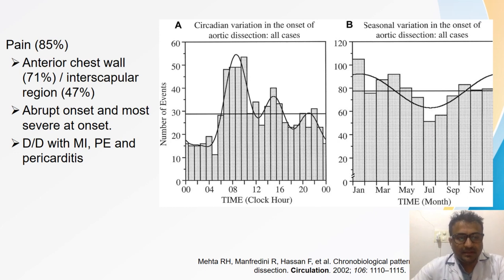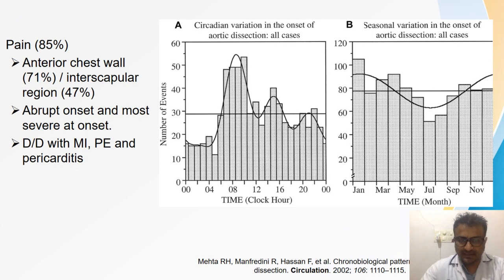Pain is the most common presenting symptom in aortic dissection. It's abrupt in onset, most severe, and tearing in nature. The most common location is the anterior chest wall, sometimes the interscapular region. Clinicians should be able to differentiate this pain from myocardial infarction, pulmonary embolism, and pericarditis. With the available diagnostic modalities, clinical symptoms, elevated jugular pressure, and cardiac biomarkers can help us differentiate acute aortic dissection from the other entities.